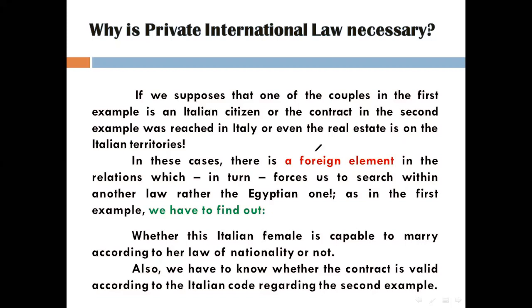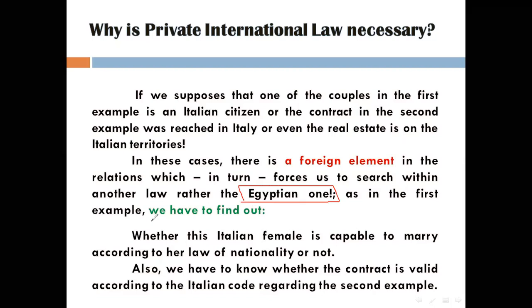Okay? So in these cases, we do not have only nationals, we have foreign elements. So there is a foreign element in the relations which in turn forces us to search within another law rather than the Egyptian one. As in the first example, we have to find out the following. Look, since we have an Italian girl and since we have a contract between Egyptians but it is made in Italy, we have to find out whether the Italian female, for example, is capable to marry according to her law of nationality or not.